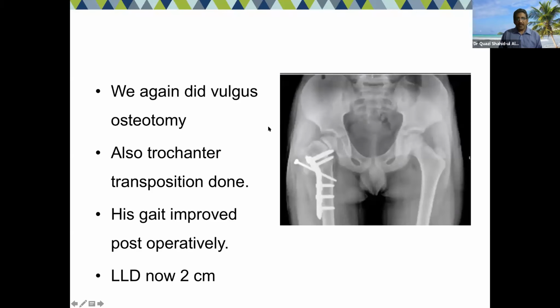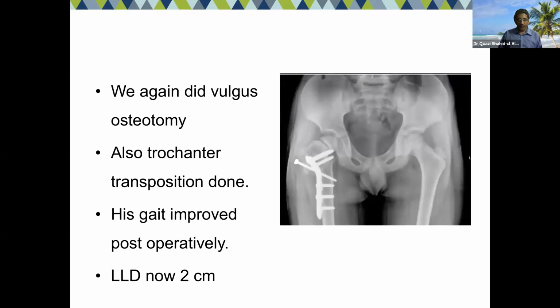So let us see what we actually did for the child. We again did the valgus osteotomy. And this time we did not know the exact condition of the trochanteric physis, so we did the trochanteric epiphyseal growth arrest, but we did not take any chances. We transferred the trochanter into a more distal position so the abductor mechanism can now work well.